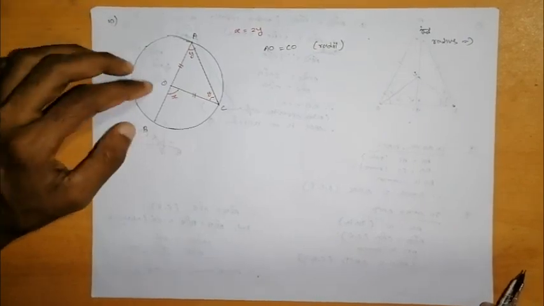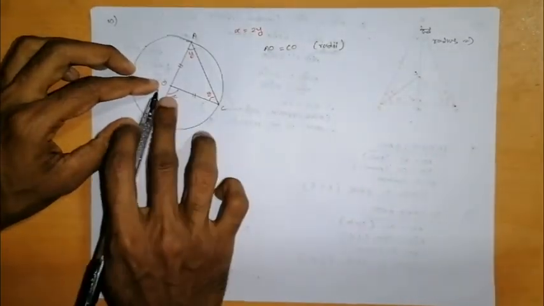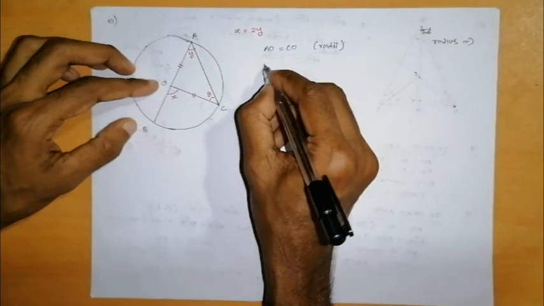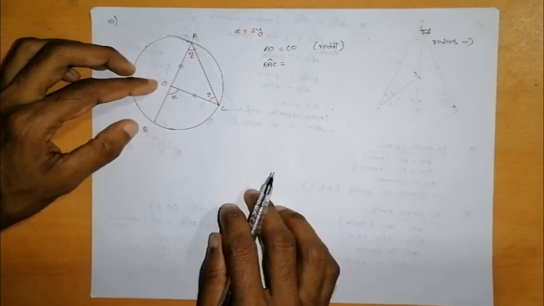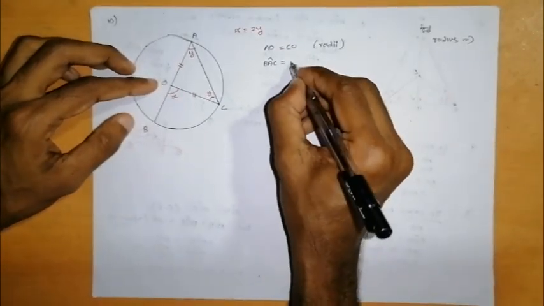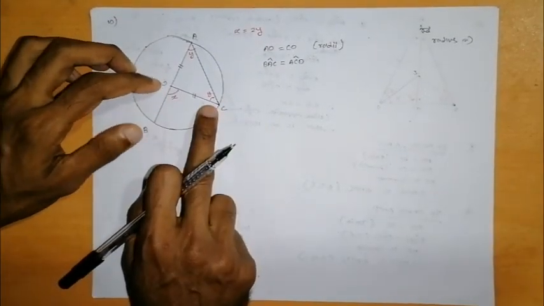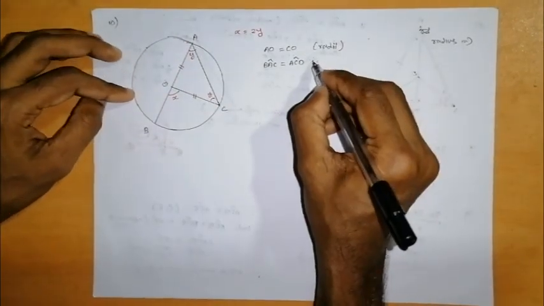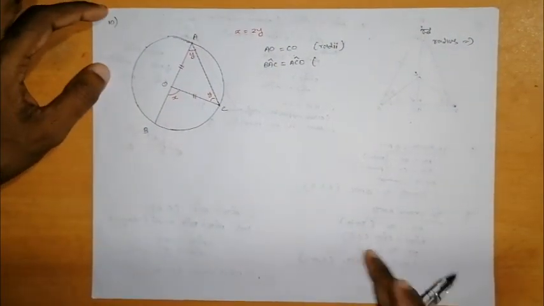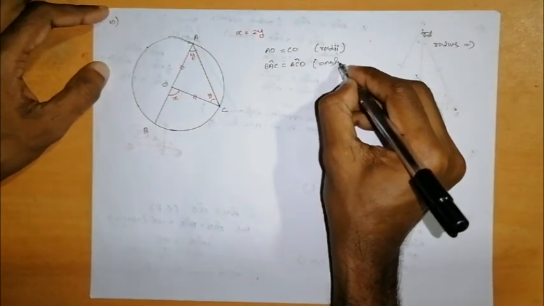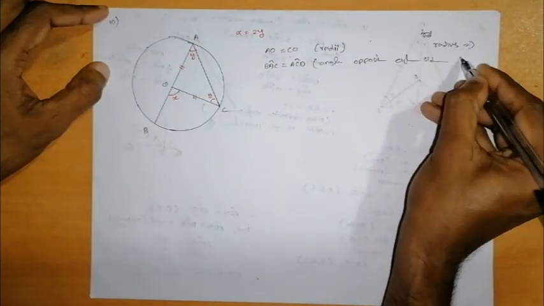Okay, AO equals CO. That's why, because the name is given as BAC, the angle opposite to OC is Y. That is BAC equals the other angle, ACO, the angle opposite to AO. So both are equal angles. So BAC equals ACO, angles opposite to equal sides are equal.